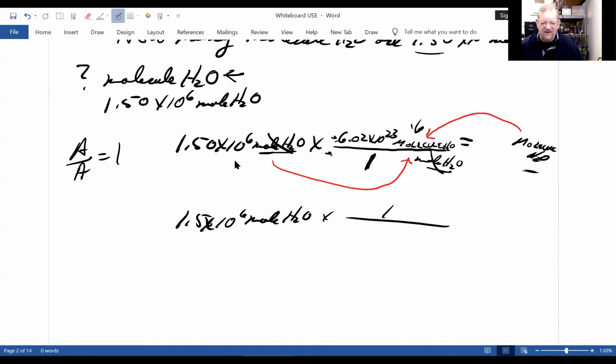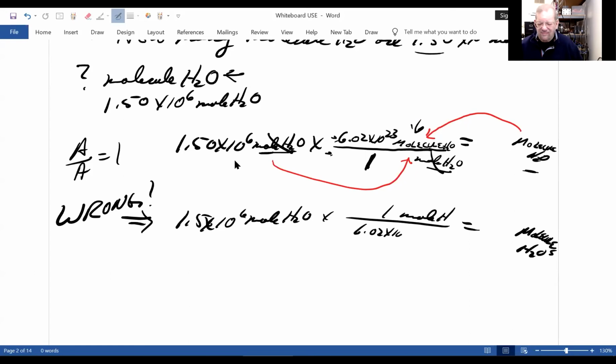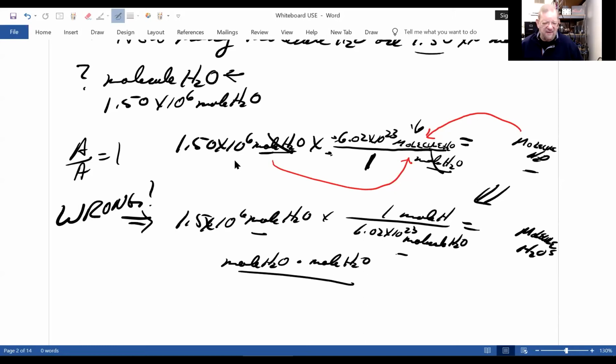What if you got this ratio upside down? By the way, it's wrong, but let me show you how you know it's wrong. So if I'm trying to get to molecules of water, and I did this, if I look at this, what would be the units, my final answer, if I multiply this times this ratio? Well, that would be moles water, I'm just looking at units, times moles water divided by molecules water. Nothing cancels out, so it'd actually be moles squared water divided by molecules.